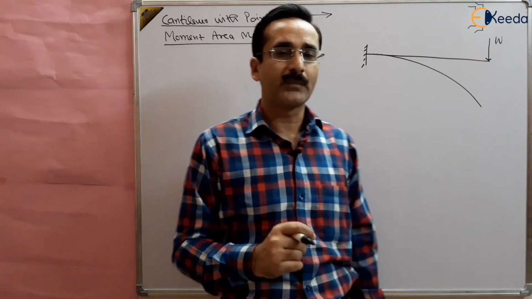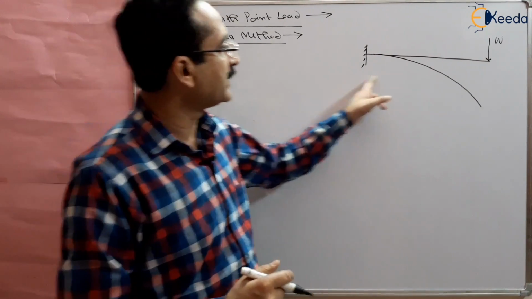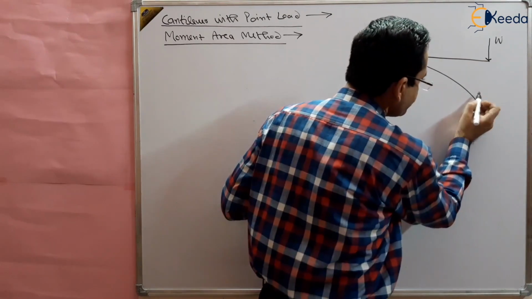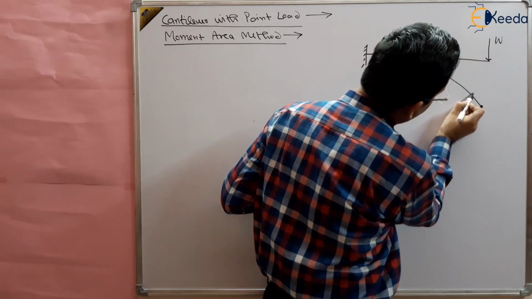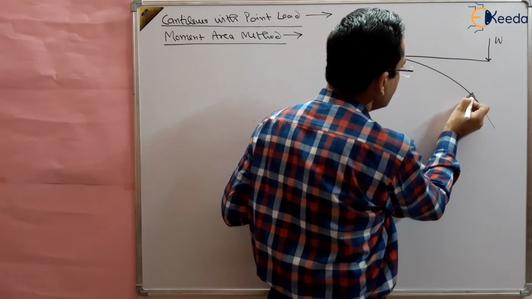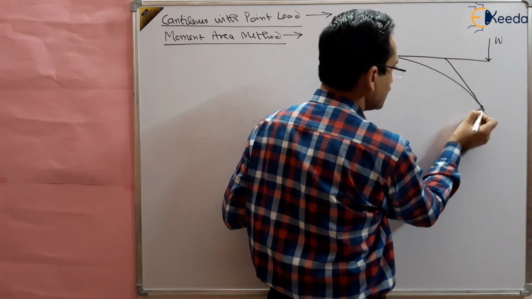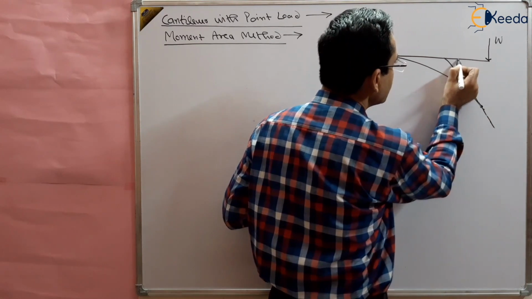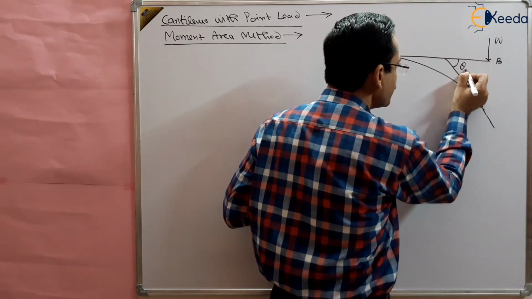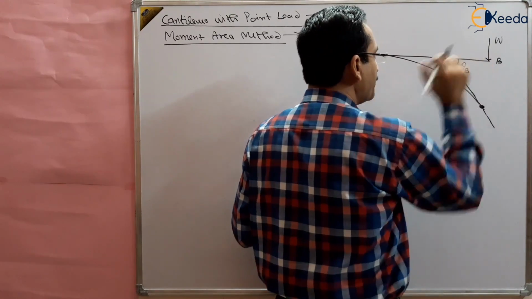But our aim is to find the maximum deflection and maximum slope. And you know that for a cantilever beam, the maximum slope is at the free end, right? So this is our maximum slope. Suppose this is A, this is B. So this is theta B, the slope at point B.